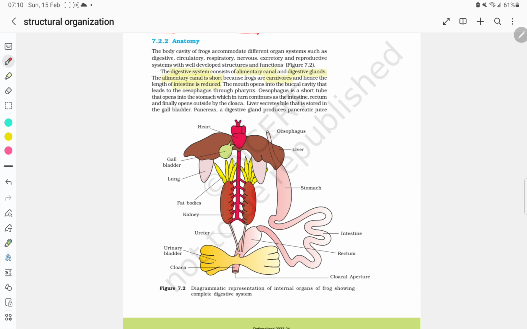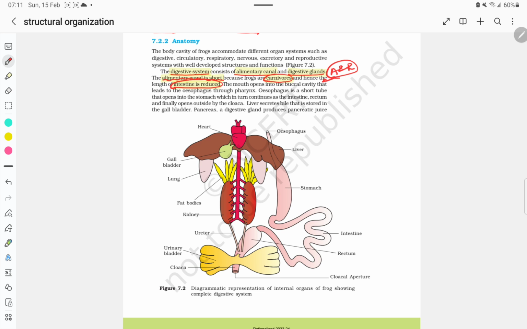Coming to the anatomy part, there are different systems in it. First comes the digestive system. So the digestive system has two parts, alimentary canal and digestive glands. And here the very important point is that the alimentary canal is short. So why is it short? Because it is carnivore. And which part of it got reduced? Intestine is reduced. Alimentary canal is short because it is carnivorous, hence the length of intestine is reduced. It can be an assertion reason type of question.